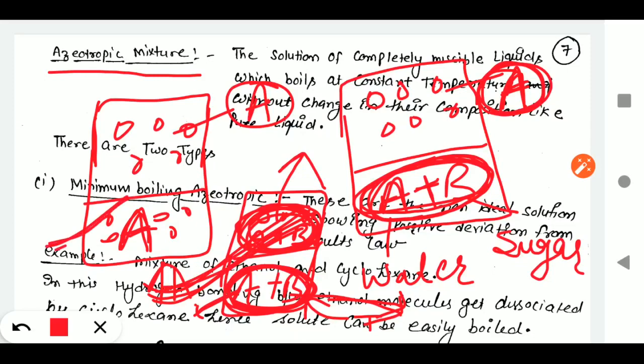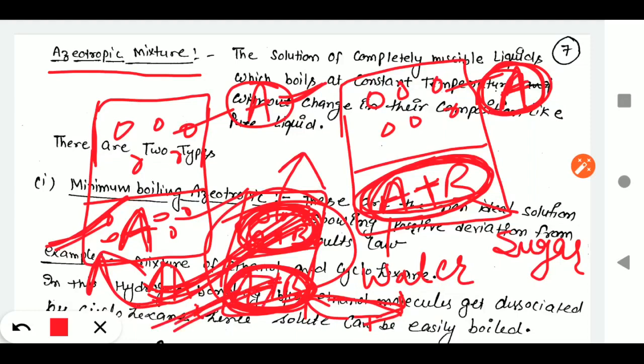How is this mixture boiling? Like a pure solvent, because in a pure solvent also there was no difference between the liquid and vapor phase. A mixture which boils like a pure solvent and there is no difference in the composition of the liquid phase and the vapor phase, this type of mixture is known as an azeotropic mixture.